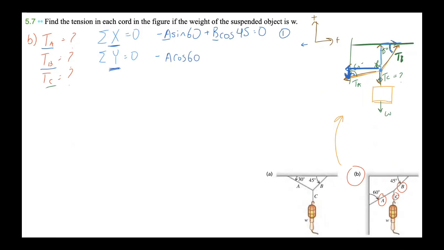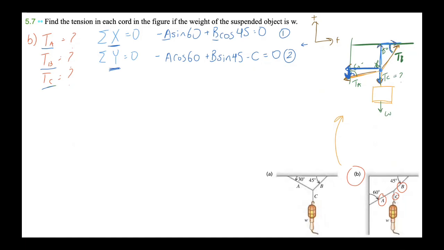Okay, plus B sine 45, right? And then minus C, because that points downwards. Minus C is equal to 0. All right, so now we have equation 2, right? That makes sense. And again, instead of writing TC, I'm just writing C, okay? But you get the point.